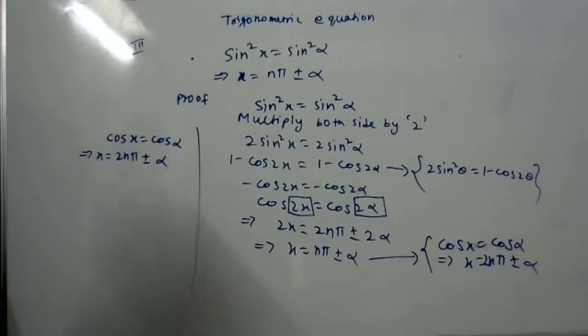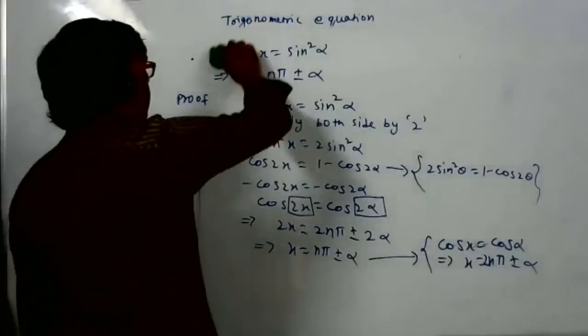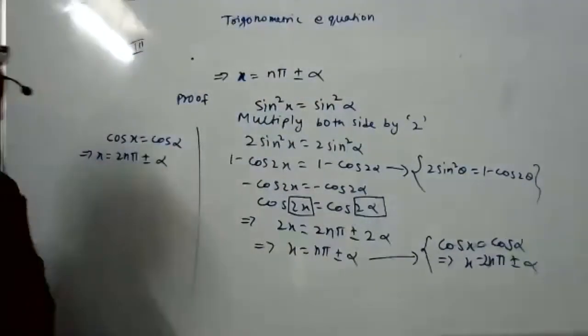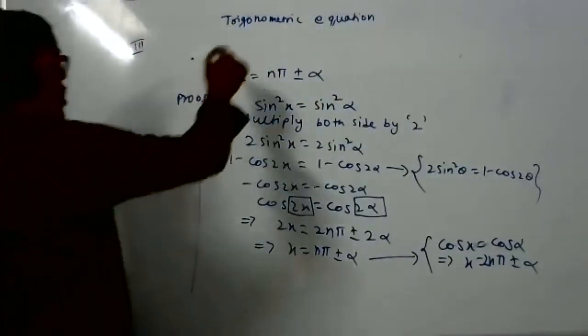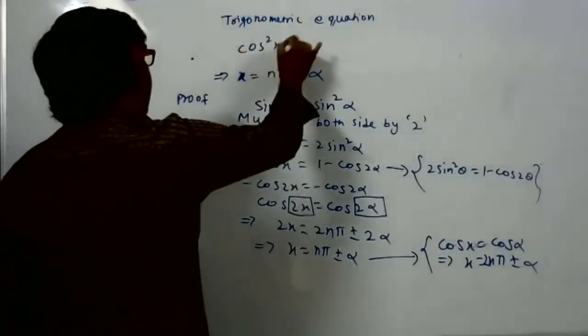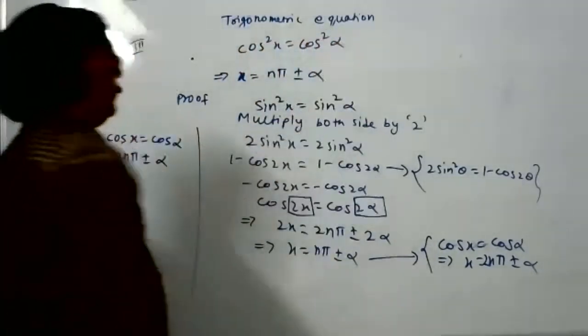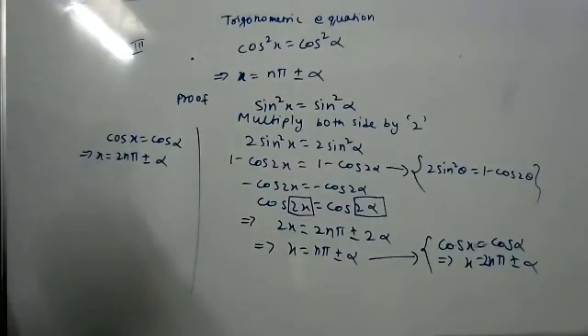Done, sir. Now next one. Sir, wait, I will not erase. Second one is cos square x is equal to cos square alpha. For this also, the answer is the same. So we will do the proof now.